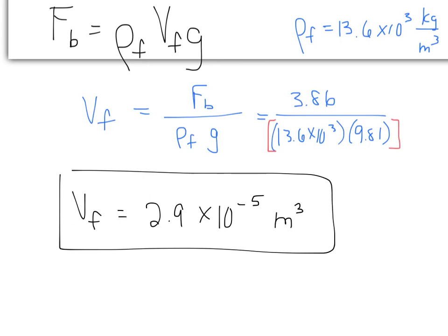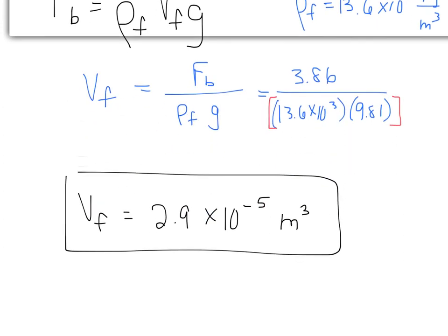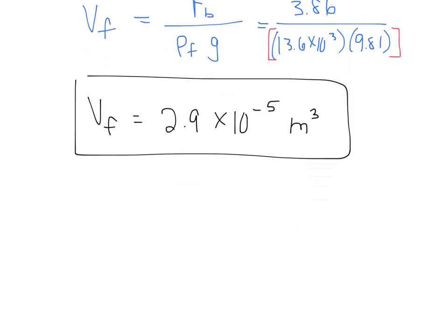So if the total volume of this ball bearing was 5 times 10 to the negative fifth, and the part that's submerged is 2.9 times 10 to the negative fifth, what can I do to find the part of the ball bearing that is floating? Subtract. Okay, 2.1 times 10 to the negative fifth is going to be your answer. And let's make sure we understand that.